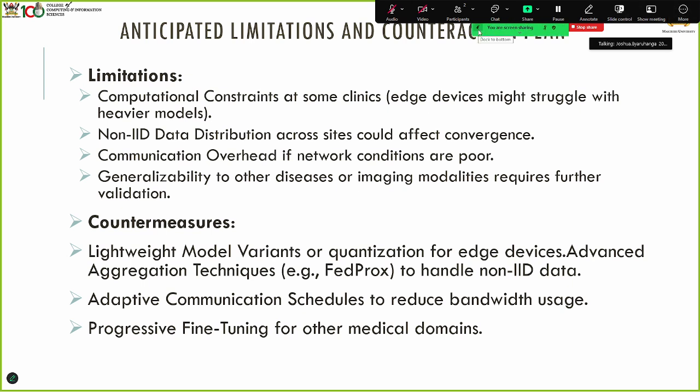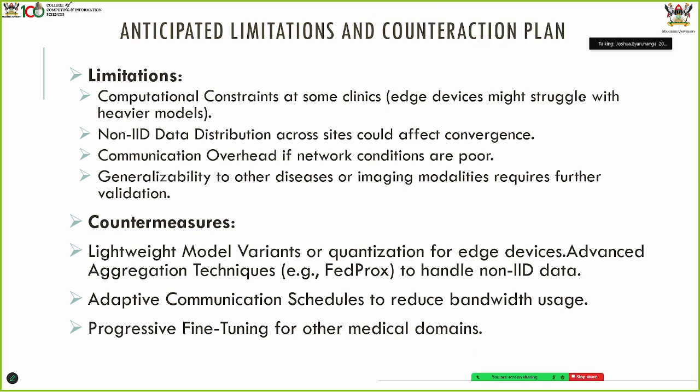Then anticipated limitations and counteraction plans. One limitation, computation constraints at some clinics. Edge devices may struggle with heavy models. We also have non-IID data distribution across sites. This could affect convergence of the model. And then communication overhead, if the networks are poor, most especially within rural areas. The generalizability to other diseases and imaging modalities requires further validation.